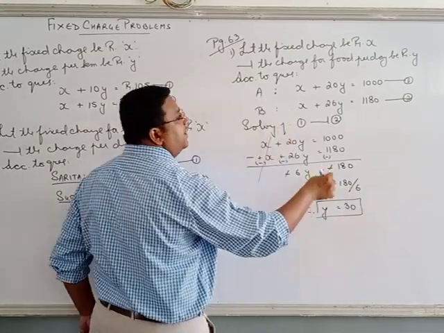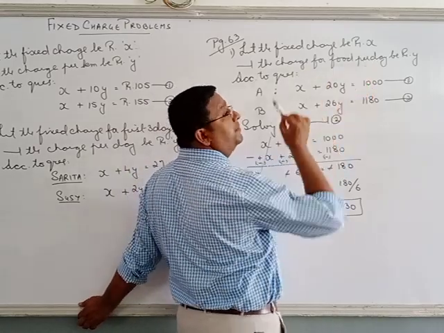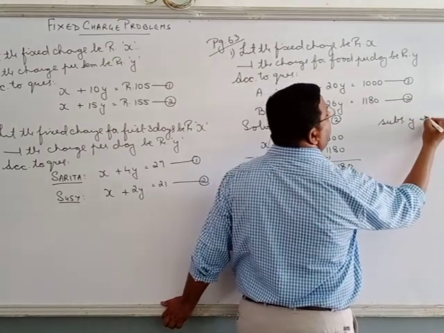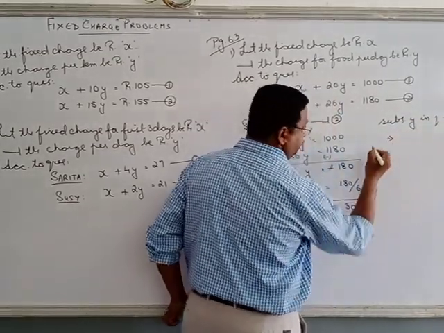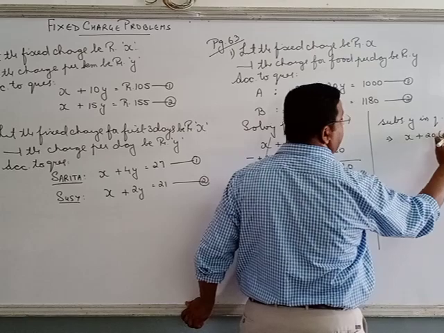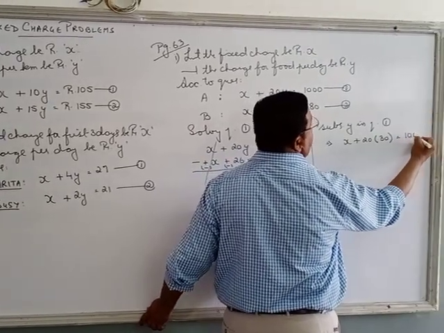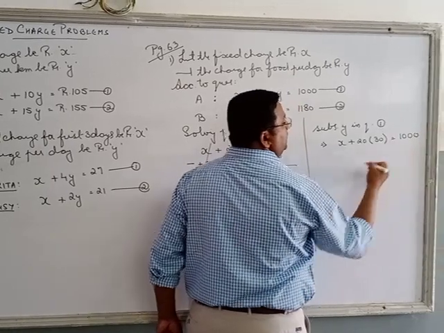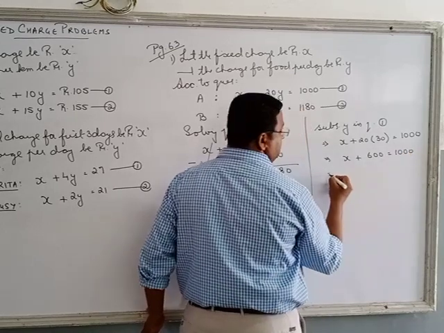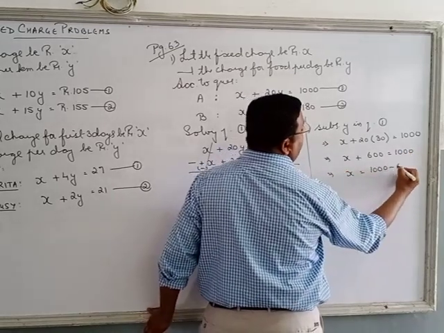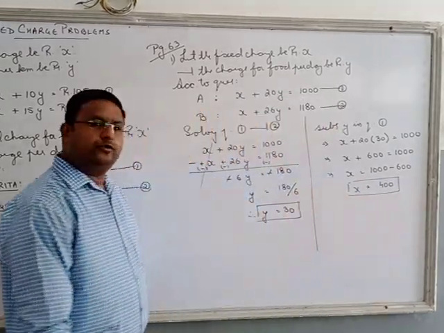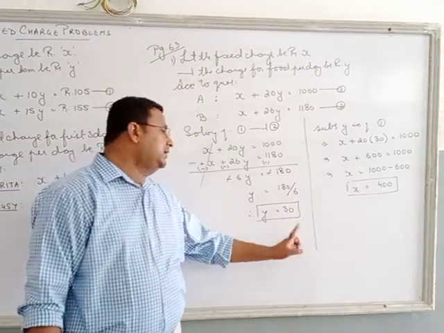What was y? Y was the charge of food per day. Substitute this y in equation first. So x plus 20 into 30 is equal to 1000. Can you see that? So x plus 600 is equal to 1000. So x is equal to 1000 minus 600. That is how much? 400. So what is the fixed charge? 400 rupees. And what is the charge for the meal per day? 30 rupees per day.